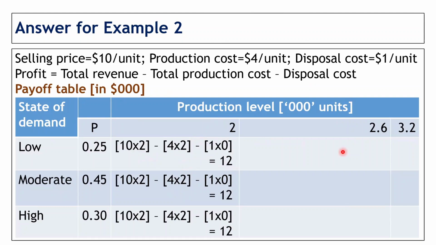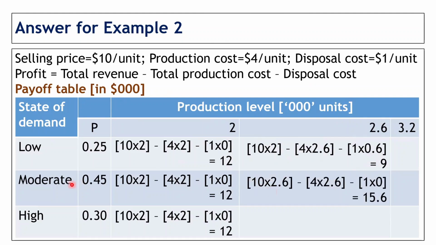For production level 2,600 units, when the demand is low, demand is 2,000 units, which is less than what has been produced. In this case, even though the company has a higher quantity, they can only sell what the customers want to buy. In this case, we'll have revenue for 2,000 units, production cost for 2,600 units, the unsold units, difference between production units and sales units, which is 600. This will give us a profit of $9,000.